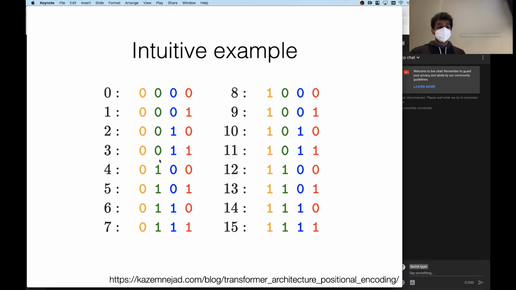The third digit changes every 4 words, and so on. So with this kind of encoding scheme, you might hope that the model can generalize to even longer sequences than it's trained on if the model is able to pick up on these simple patterns. And the transformer's positional encoding is basically like a soft version of this. Instead of using binary codes, it uses sines and cosines to represent this kind of pattern.